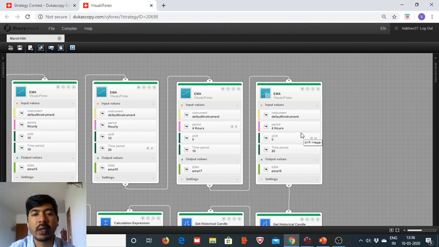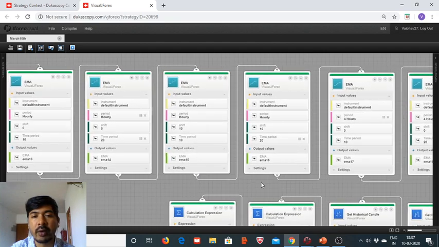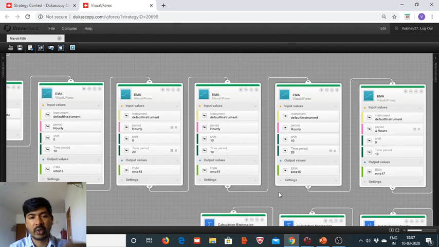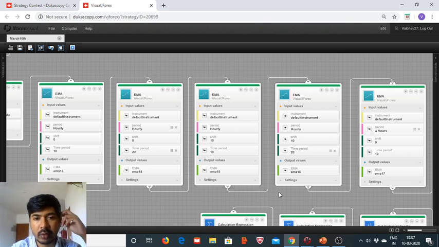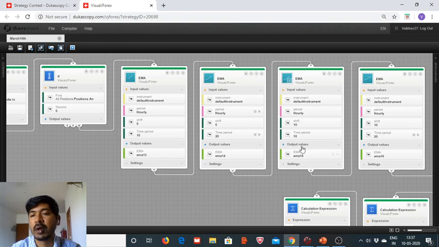These are 4-hourly EMAs, and here also the purpose is the same, that the 10 EMA on the 4-hourly time frame should be above the 20 EMA on the 4-hourly time frame for a buy trade, and of course vice versa for the sell trade. And here we have tried to define the EMA conditions, and they should be valid only for the initial 10 hours. That's why we have brought in shift 10 values.